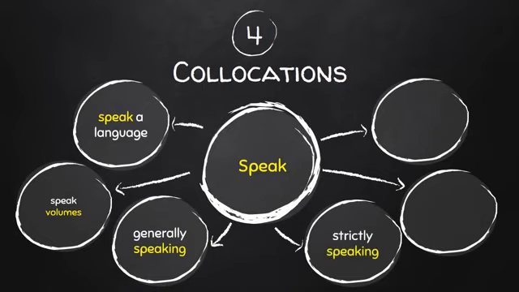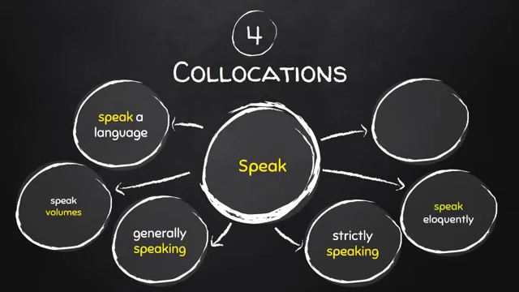Strictly speaking. Now this is the opposite of generally speaking. If generally speaking is usually true, strictly speaking is exactly, it's precise. For example, that couple, strictly speaking, they're married, but they've lived in different houses for a long time. All right, strictly speaking, precise, exact, no errors.